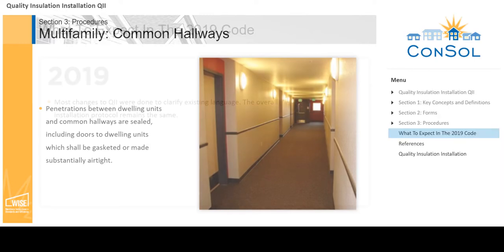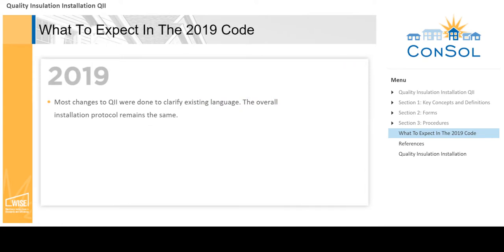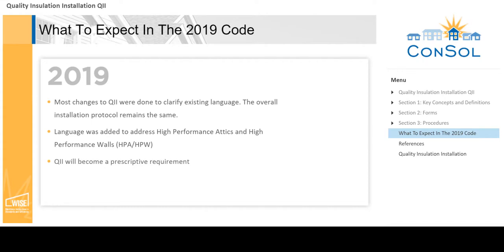With the upcoming 2019 code change, we will see some minor changes to the QII protocols. Protocols will be added to address high-performance attics and walls. While these changes are minor, QII becoming a prescriptive requirement is a significant change. Builders will now be penalized for not complying versus getting additional credit for choosing to comply. Be prepared to have a lot of projects that need to comply with QII.